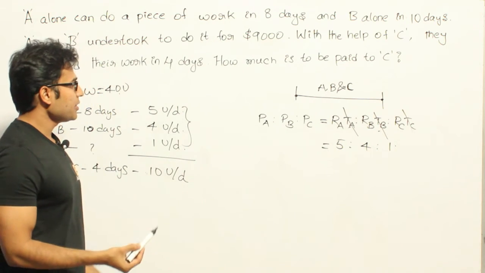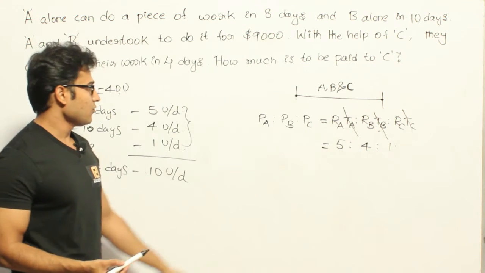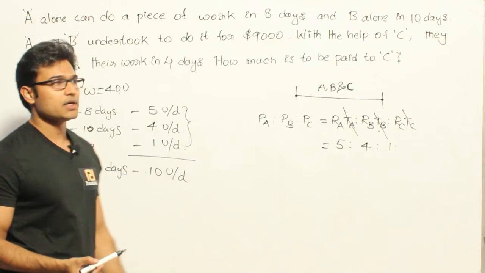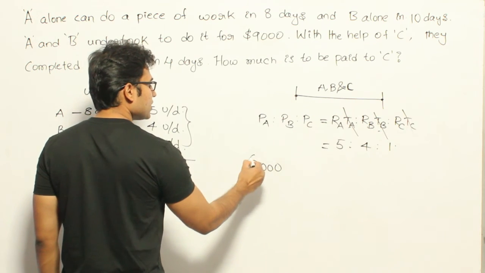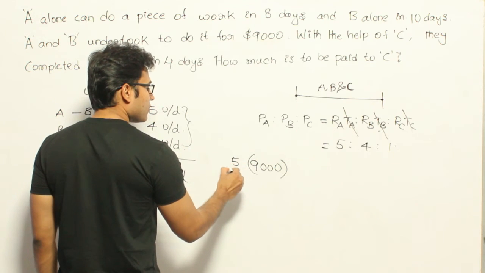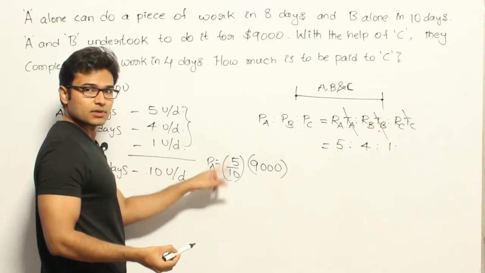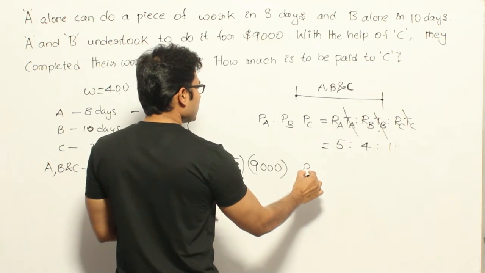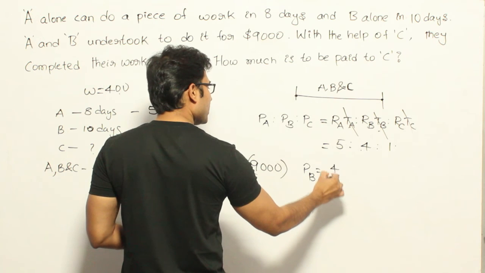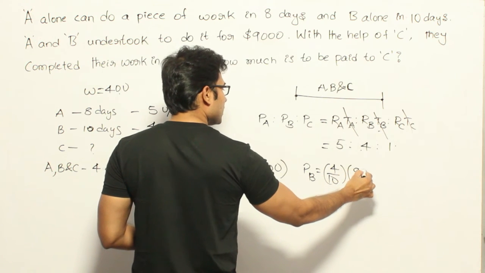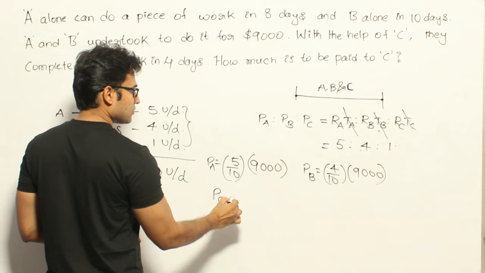Got it? So how many parts totally? 5 plus 4 plus 1, 10 parts. Out of 10 parts, 5 parts should go to A. So what is the total payment? Total payment is $9,000, out of which 5 by 10 is what A is going to get, right? And what about B? 4 out of 10, 4 by 10 of 9,000. So how to get this? This we are going to discuss in ratios and proportions, right?